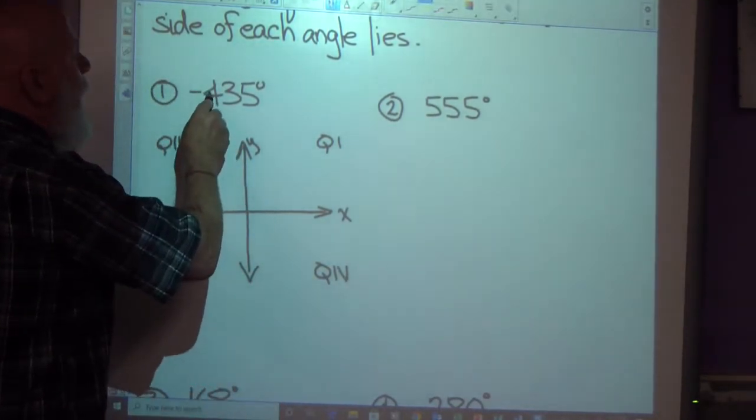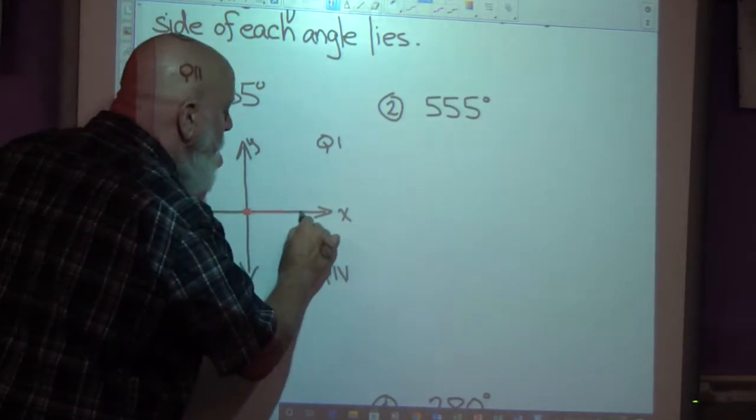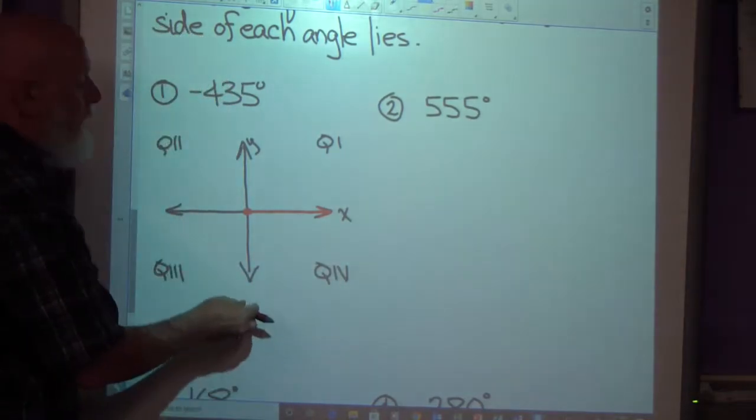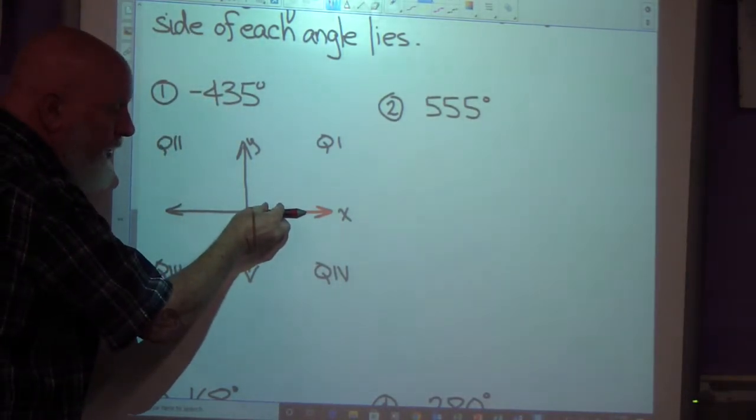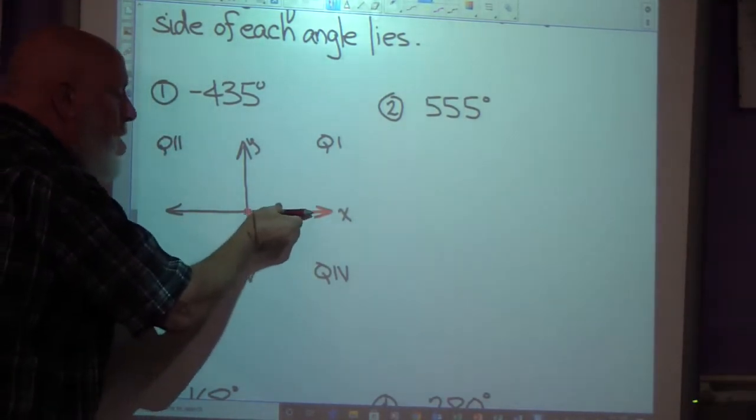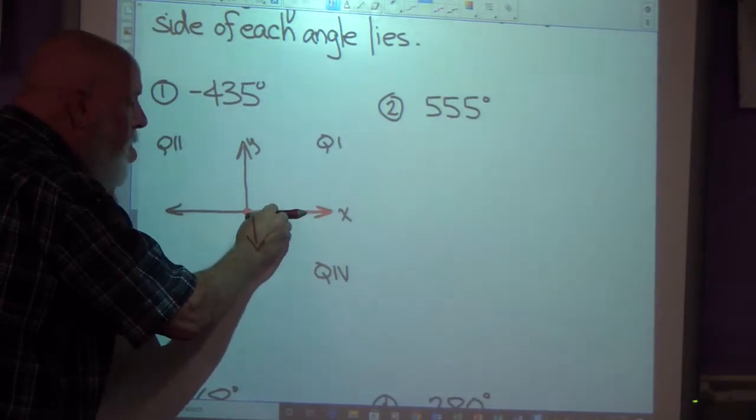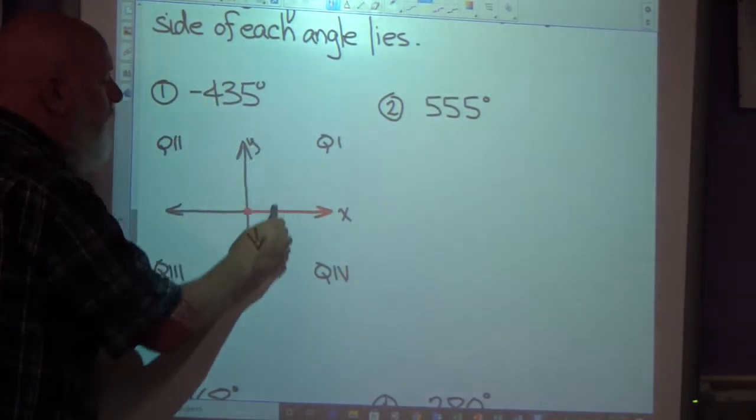And it's telling me an angle of negative 435 degrees. Well, I know that my initial side is the positive x-axis. And the other side, the terminal side, it starts right here. That's a 0 degree angle. You can think of it as just one side overlapping the other one. That's a 0 degree angle. And then we're going to rotate in a negative direction for 435 degrees.